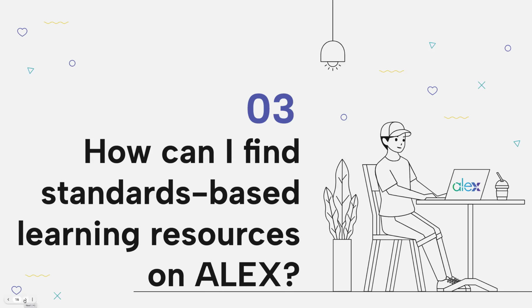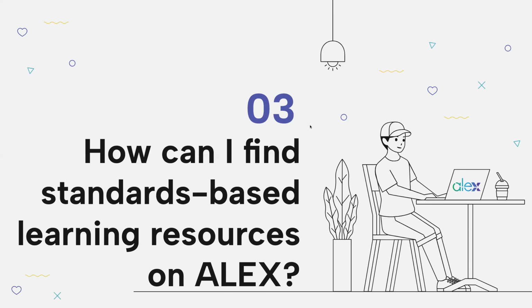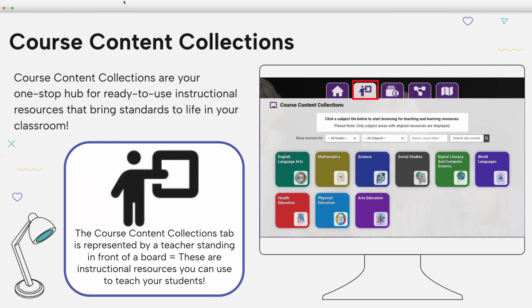So now we are going to move into how to find standards-based learning resources on Alex. So far, we have already talked about our standards tab. Now we are going to move into talking about our course collections tab, which is represented by a teacher standing in front of a board, because these course content collections are going to have resources that you can use to teach your students. So that's why that little icon was selected. This is your one-stop hub for finding ready-to-use instructional resources to teach the standards in your classrooms.